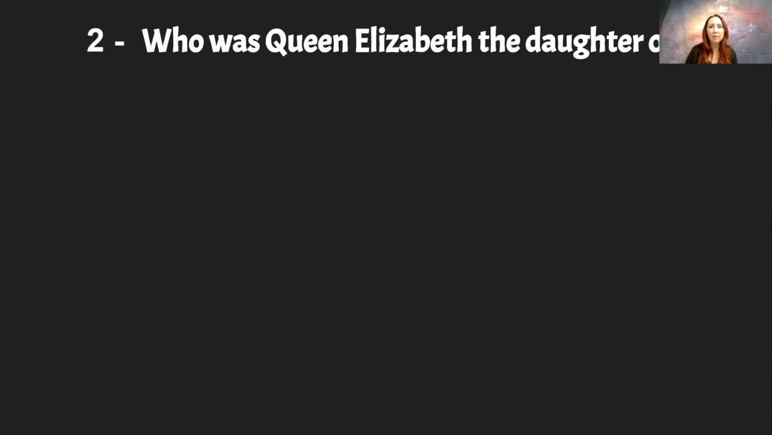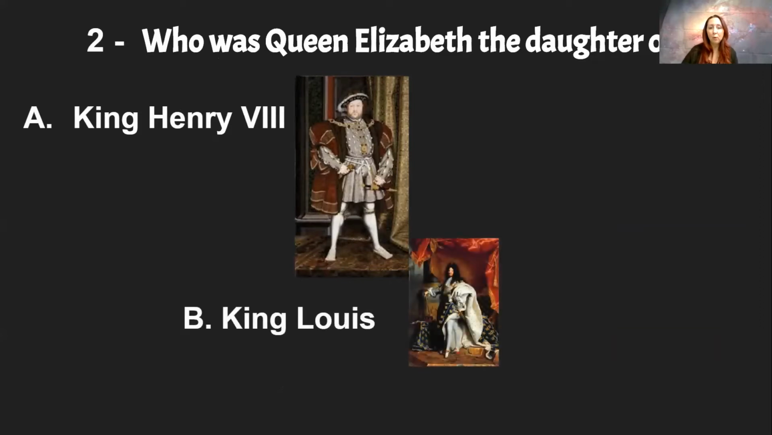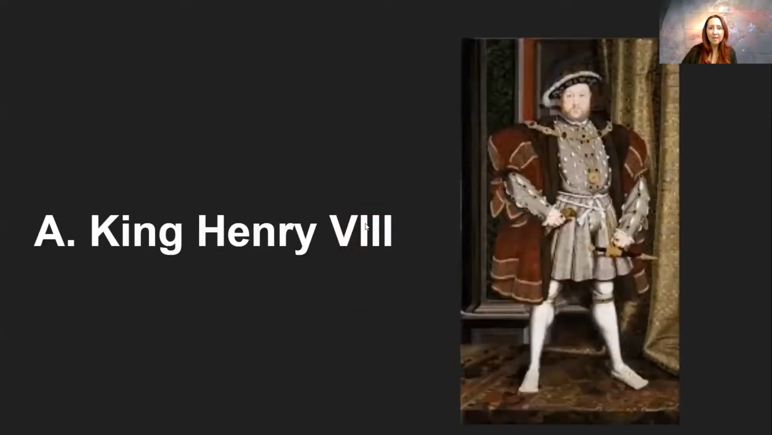Who was Queen Elizabeth the daughter of? So who was her dad? If you think her dad was King Henry VIII, write the letter A. If you think her dad was King Louis, write the letter B. And if you think her dad was King George, write the letter C. Are you ready for the answer? A, King Henry VIII. Good job, guys. Let's move on to the next one.